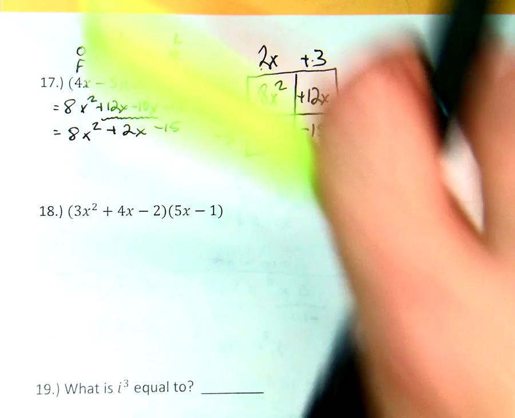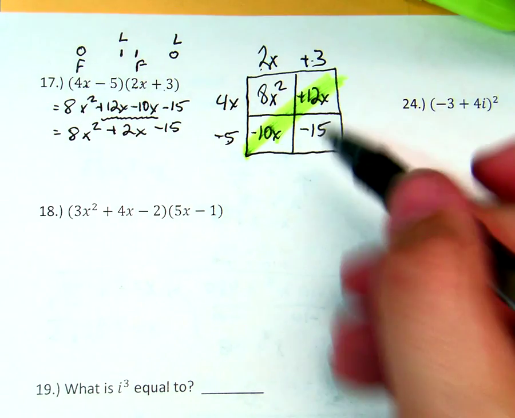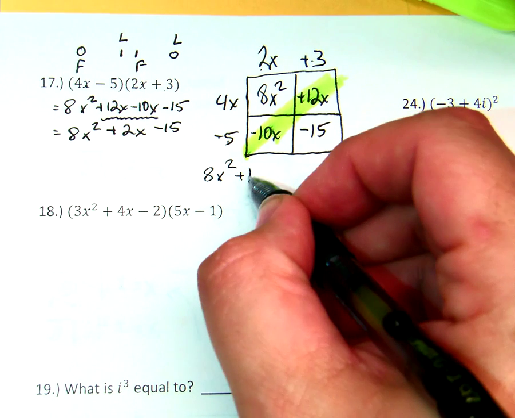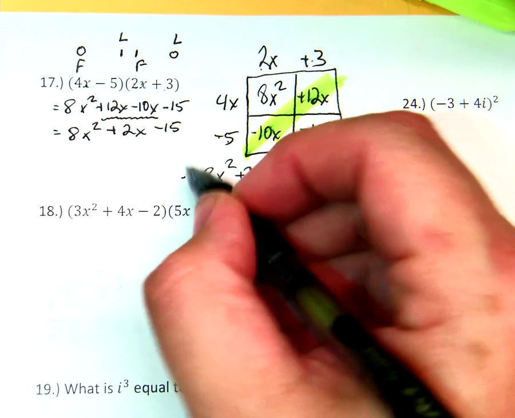Now, the like terms are going to be on the diagonal. So you get 8x squared plus 2x minus 15, which is the same thing that we got there.